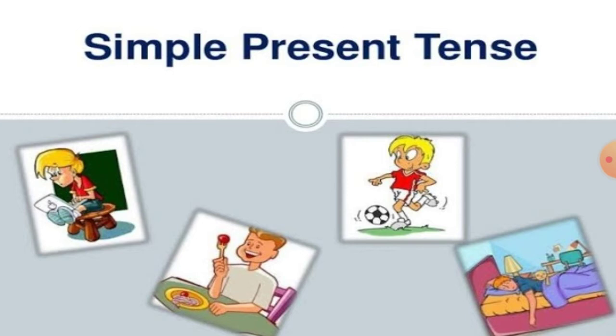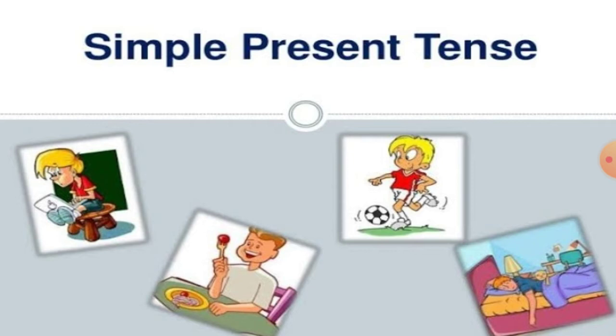In past tense, present tense and future tense, there are also types. That is simple present, simple past, simple future. Then continuous present, continuous past, and continuous future.